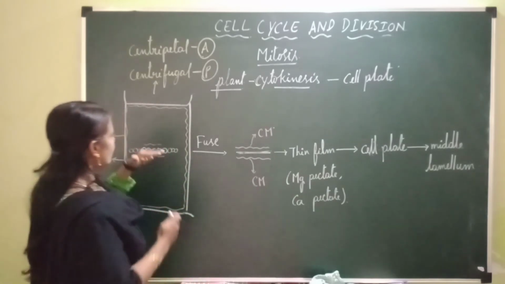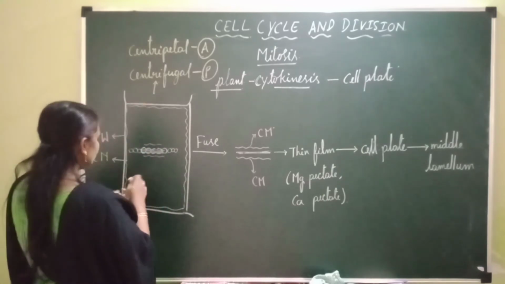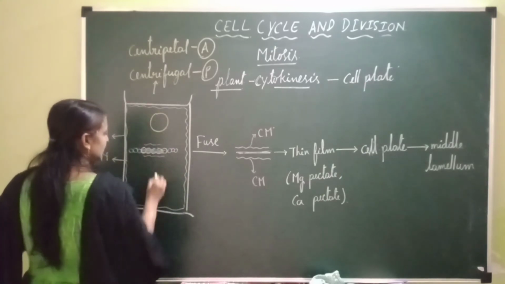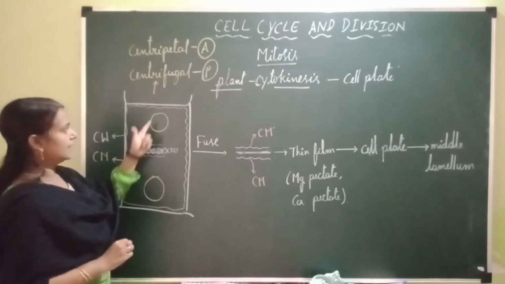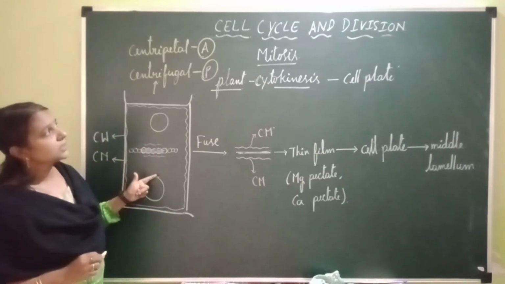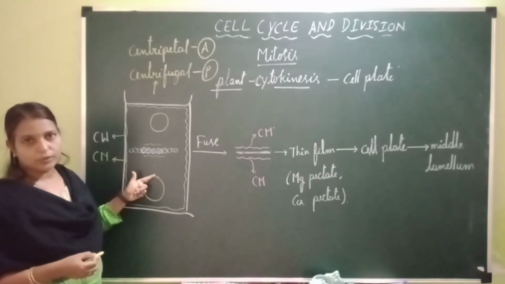So like this, one plant cell will be divided into two daughter cells, with two daughter nuclei, by the end of telophase. So this is all about plant cytokinesis.